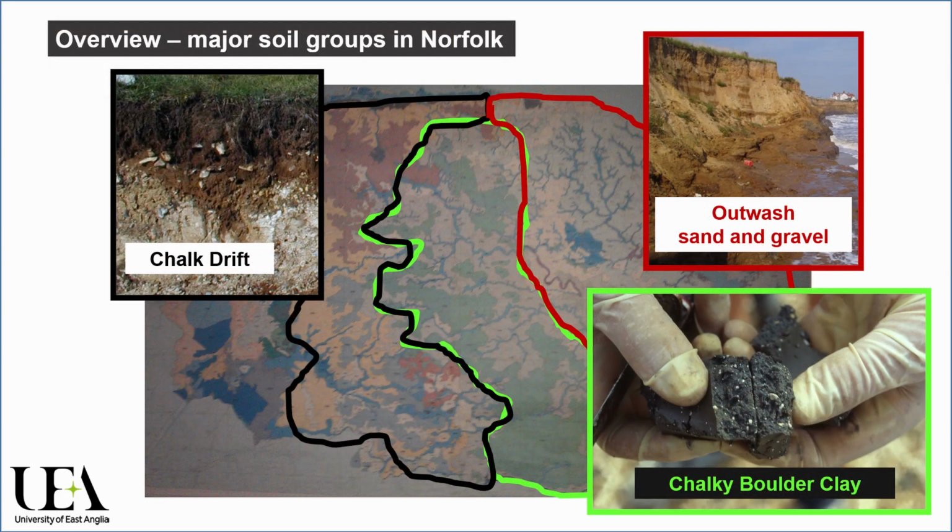Just to recap on the soils of Norfolk, basically there's three major groupings of soils. We've got light sandy soils on chalk drift material in the west. In the centre of Norfolk we've got soils on chalky boulder clay, which can be sandy or clay, and then we've got soils up in the northeast corner of the county which are on outwash sands and gravels and can be sandy or silty.